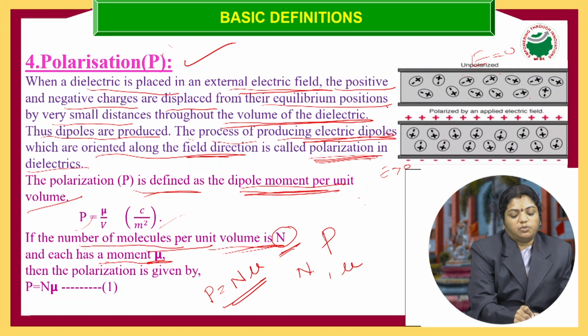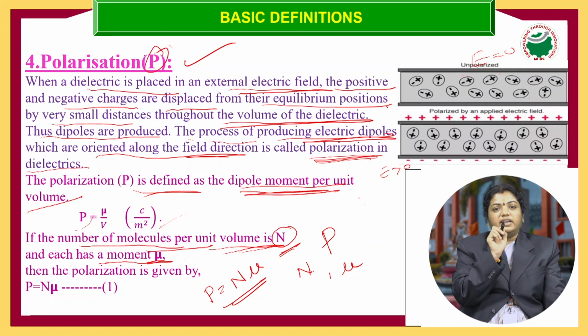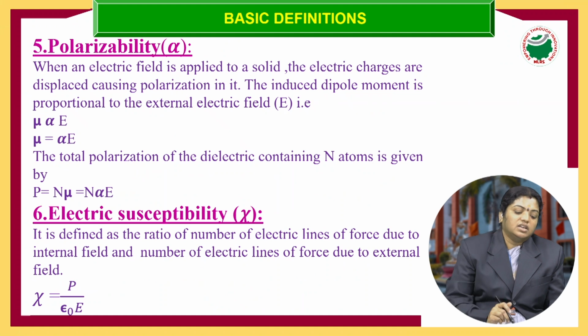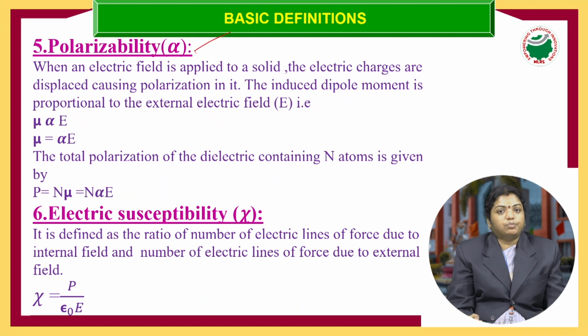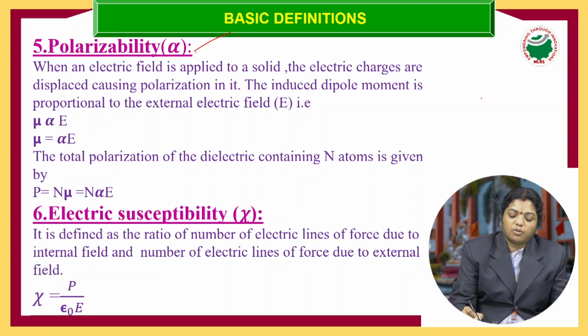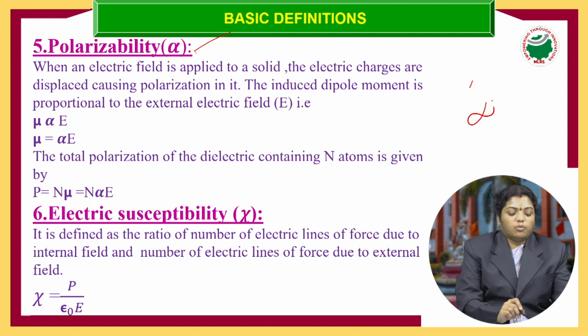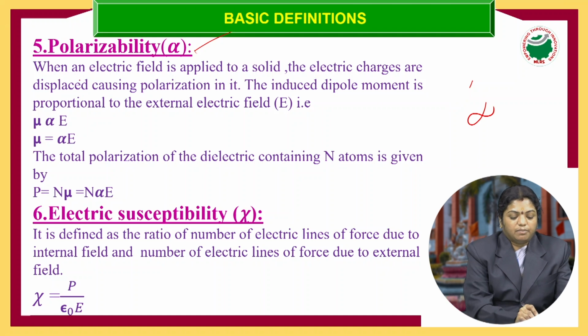So polarization you specify with the letter P. And what is the next definition? Polarizability. This is also a very important definition, so please understand it. We specify polarizability with the symbol alpha. What is the meaning of polarizability?